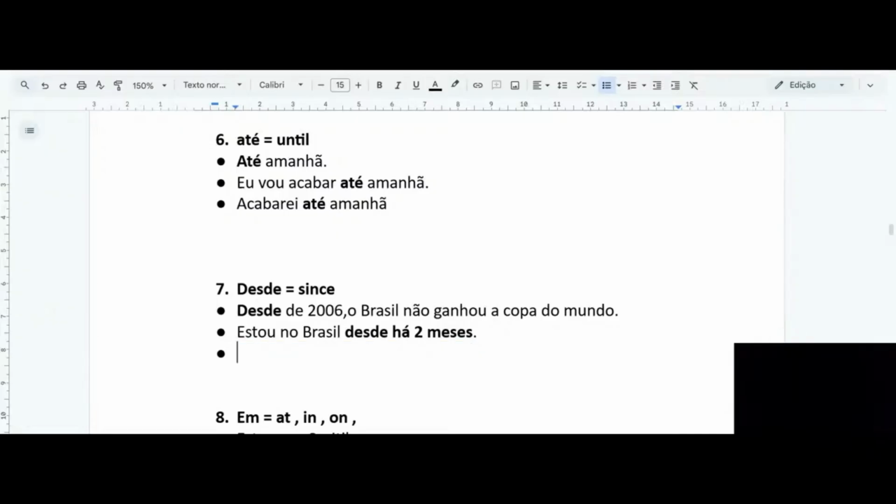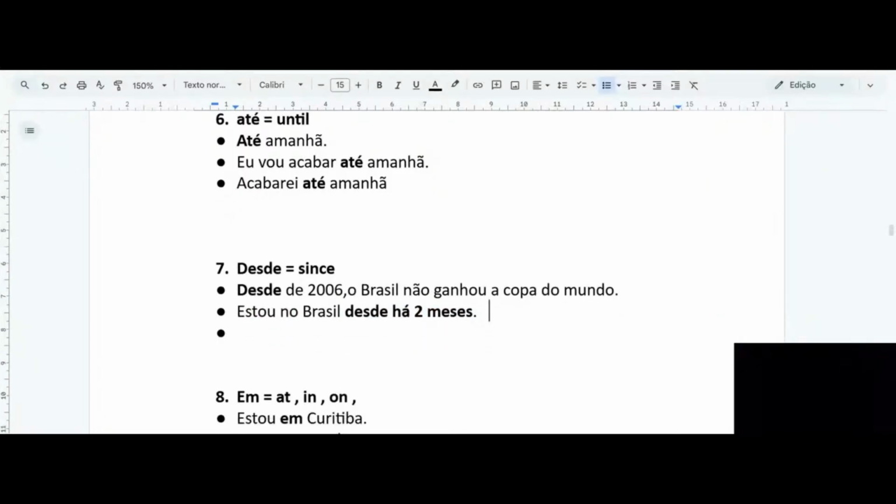So desde means since. If you have been here for 6 months and you want to tell a Brazilian, "I've been in Brazil for 2 months now," you say: Estou no Brasil desde há 2 meses, 3 meses, 4 meses, 5, 6, 7, 8, 9, 10, 11, ano. Don't go and say 12 meses. When it reaches 12, we don't say 12 months. We say a year. So that's how the age comes.